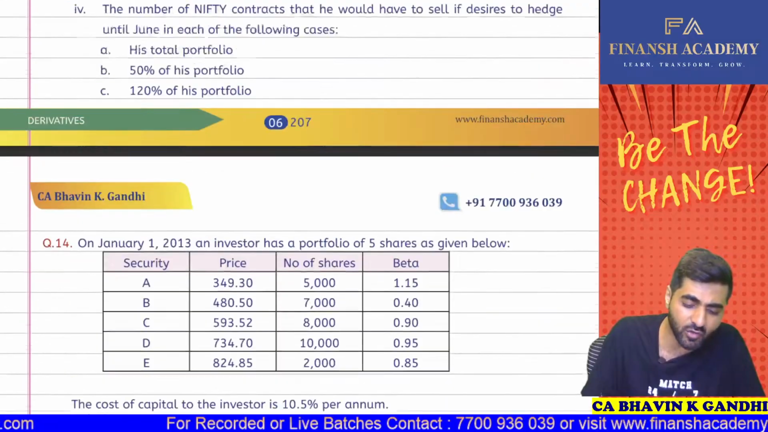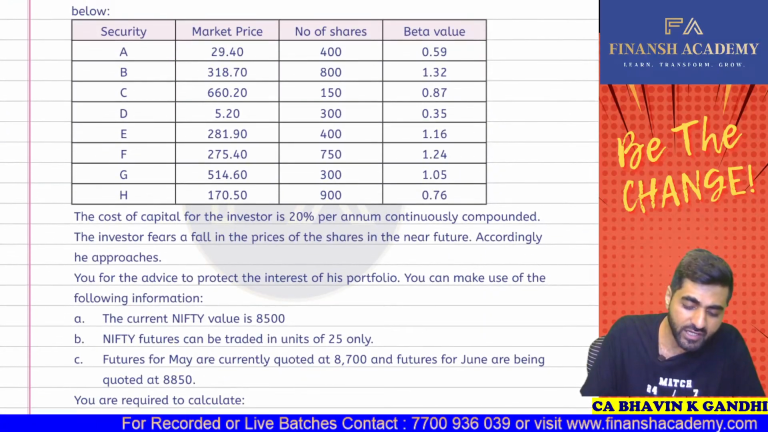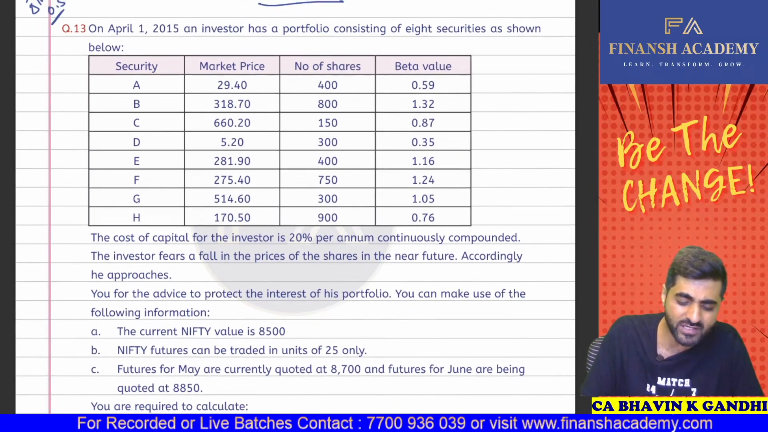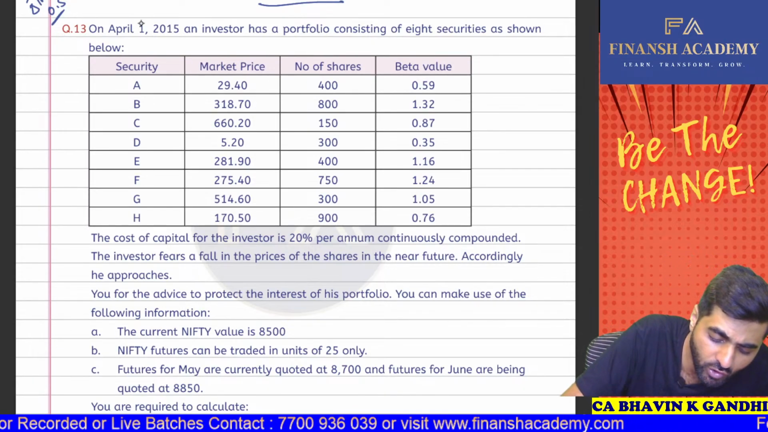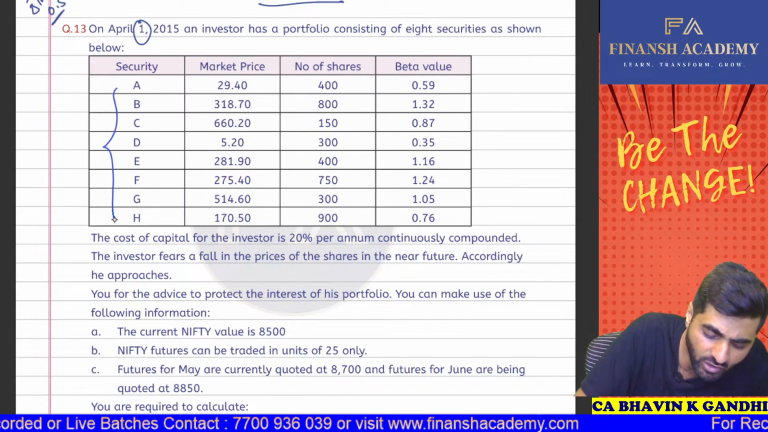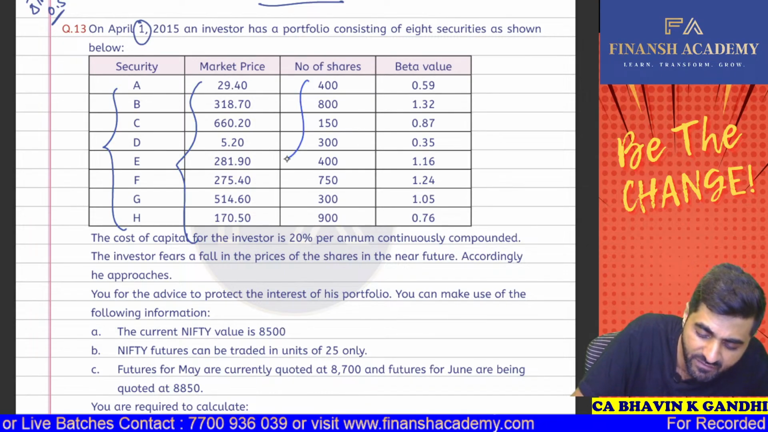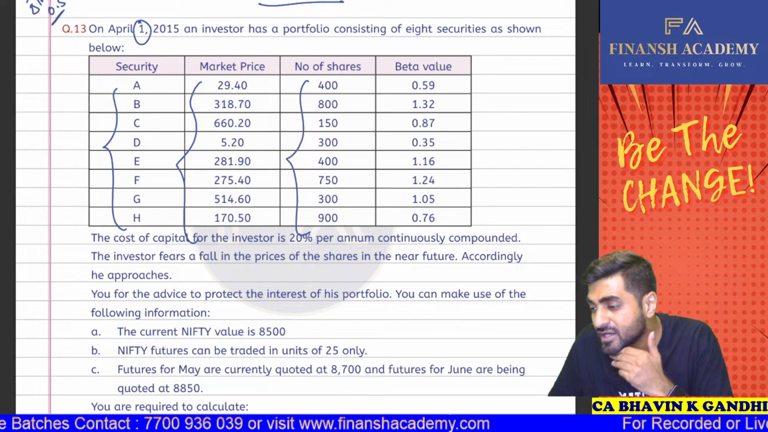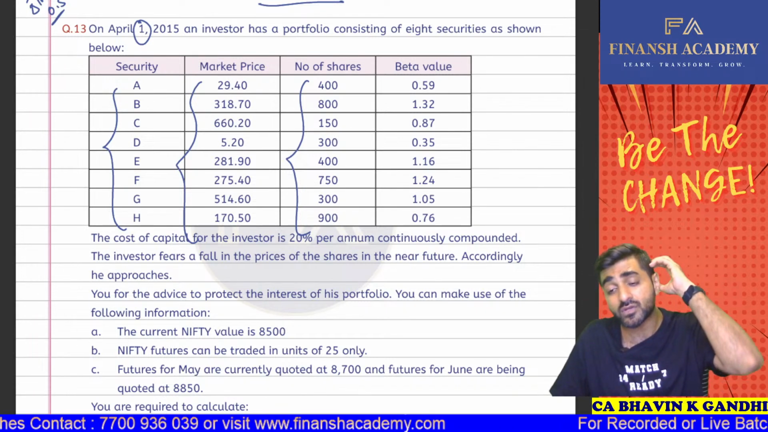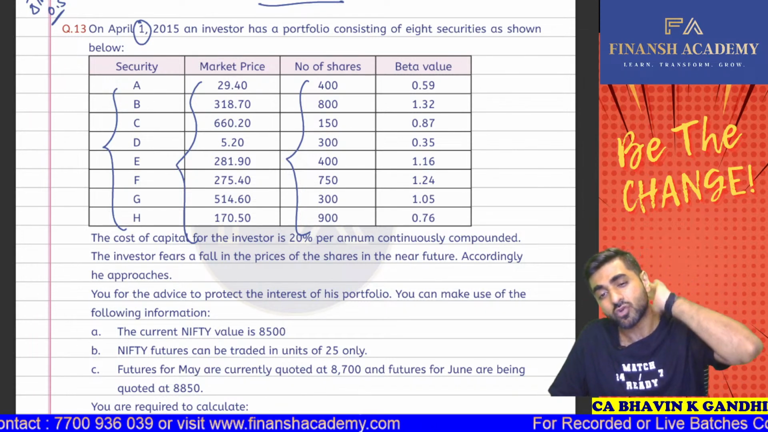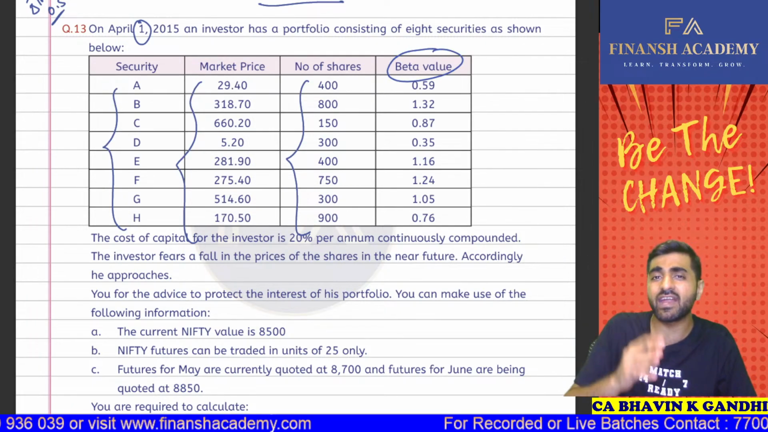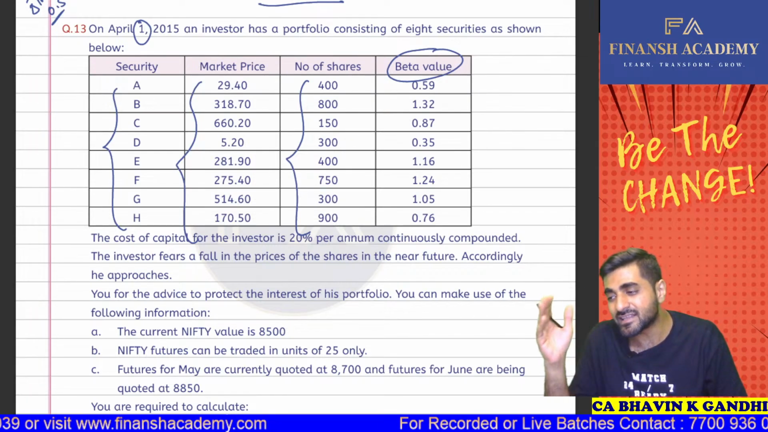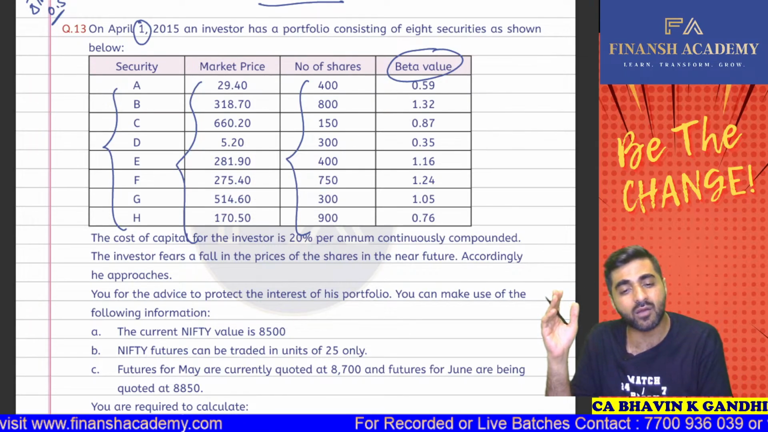Now, my dear students, question number 13. This question involves many things. They have given you a portfolio on 1st of April with 8 securities. We have the market price and the number of shares, which will give you the value of the investments, which ultimately gives you the weights. And then we also have the beta value available. So weights into beta value, can I say that will give you your weighted average beta? Come on, yes or no?